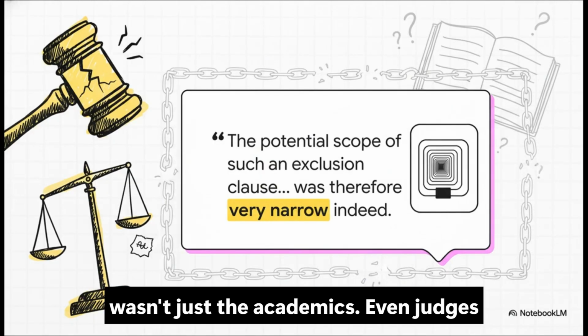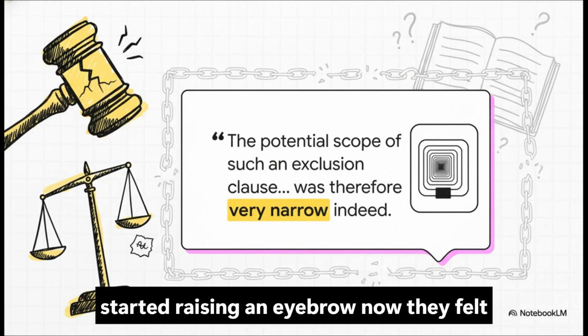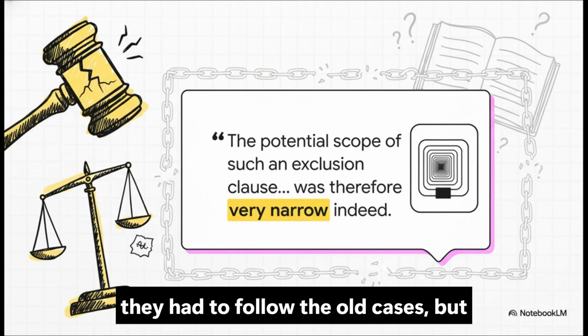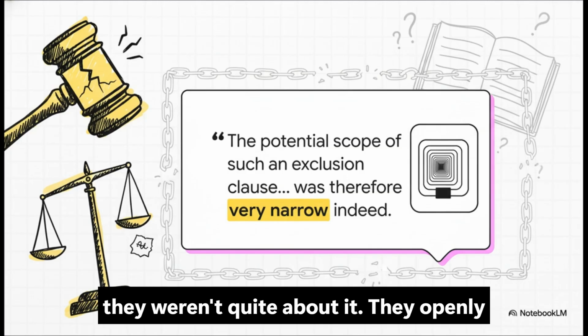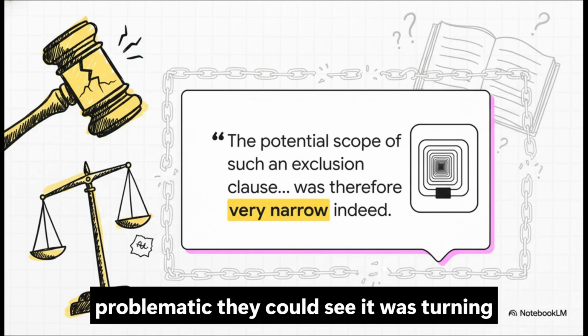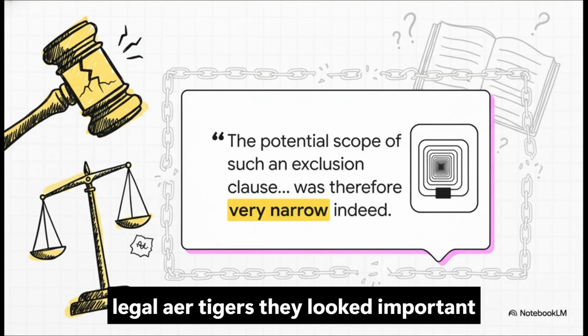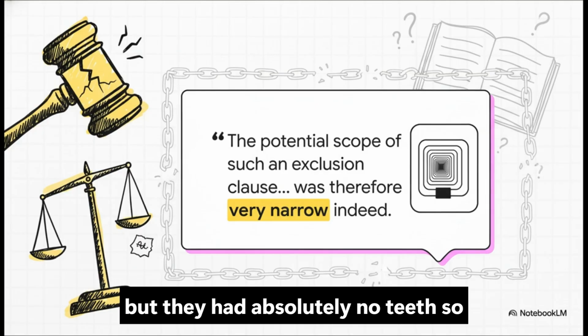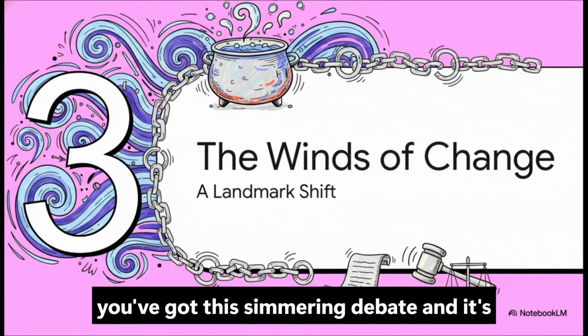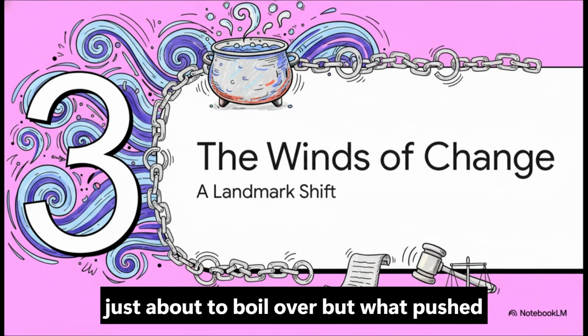And it wasn't just the academics. Even judges started raising an eyebrow. Now, they felt they had to follow the old cases, but they weren't quiet about it. They openly admitted that this traditional view was problematic. They could see it was turning these standard exclusion clauses into legal paper tigers. They looked important, but they had absolutely no teeth. So you've got this simmering debate, and it's just about to boil over.